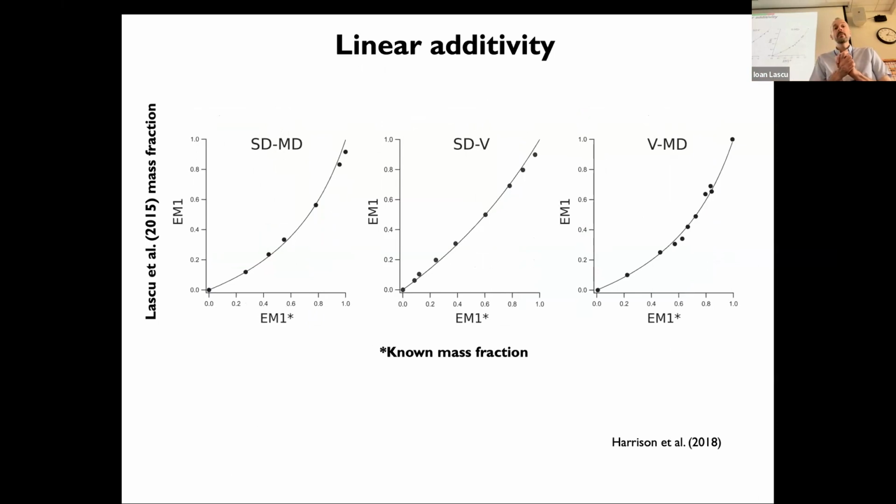So in short, these down here are the known mass fractions that were put in each of these mixtures, and using the 2015 method, you notice that it's not a linear relationship between the two, okay? And this is, again, because using just a FORC diagram to do the PCA, you're omitting a lot of the reversible processes that are contributing to the total magnetization.